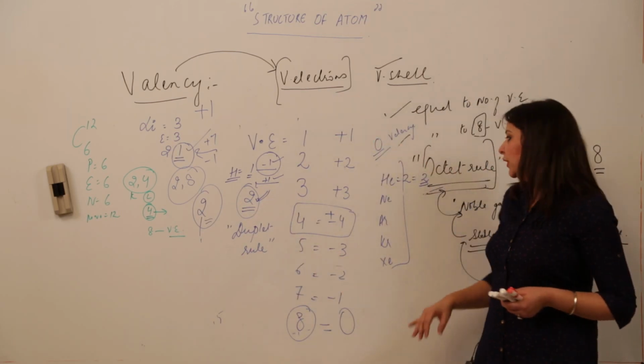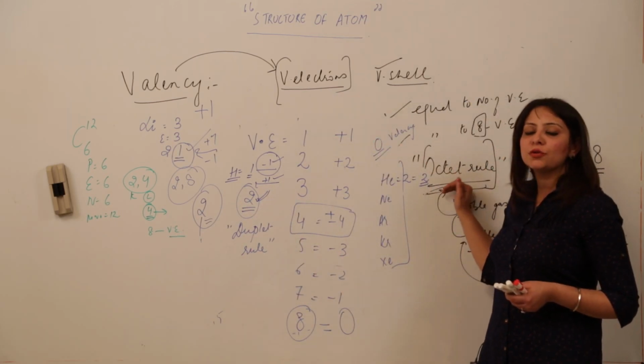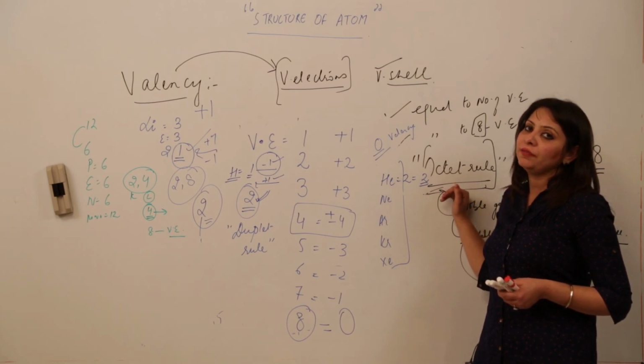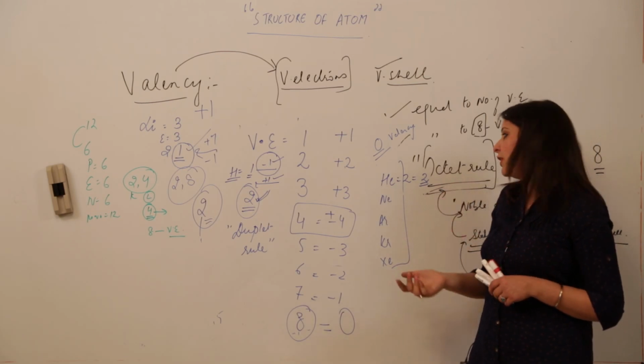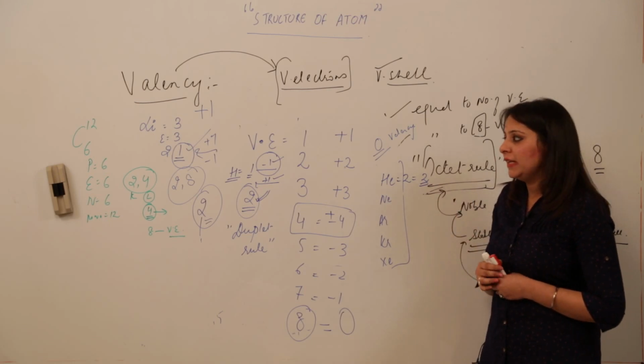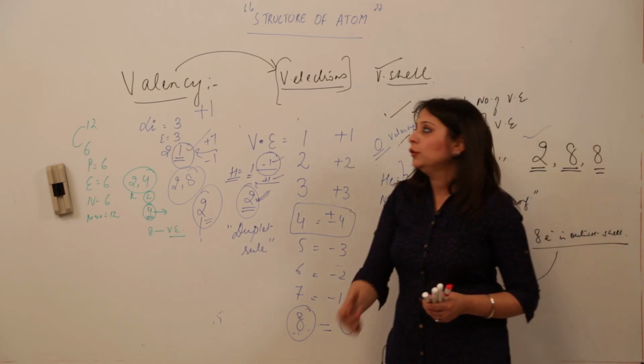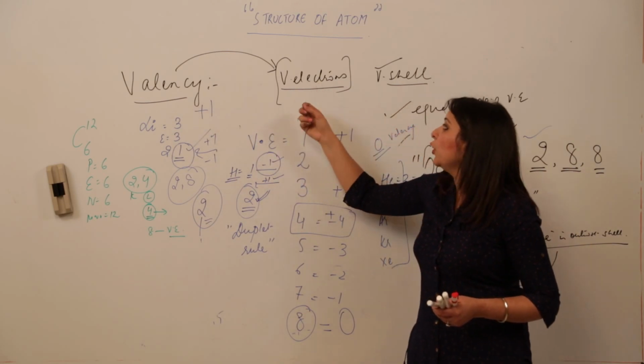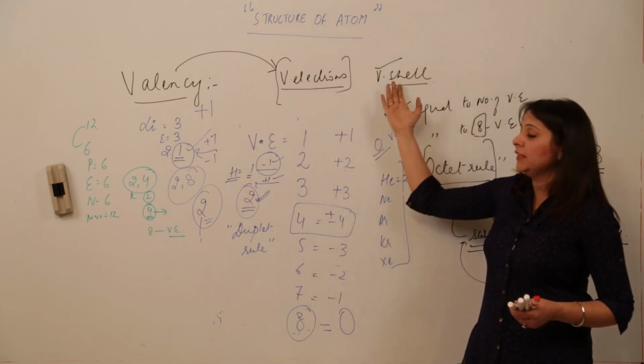Otherwise for all atoms they need to have 8 electrons in their outermost shell, and for that they are shuffling the electrons, losing, gaining or sharing. So this is the octet rule. This is how you can calculate the valency. I am repeating it again in a short note. Valency depends upon valence electron. Valence electron is present in the valence shell.